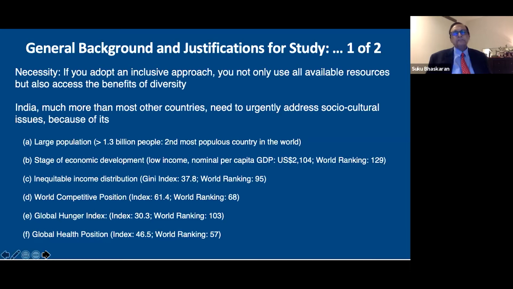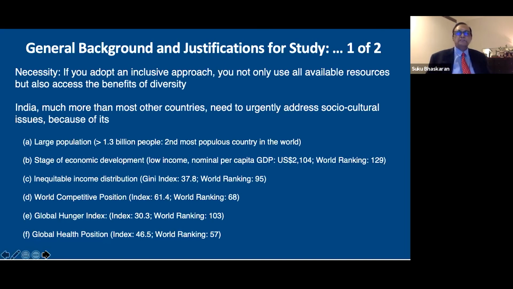Our economic development, notwithstanding the high percentage increases in the gross domestic product, we are still a very low income country. In world ranking, we are 129 in terms of income, and our nominal per capita GDP is only about United States $2,104. We have a very inequitable distribution of income. The Gini index is 37.8, and we are ranked 95 in the world in terms of how equitable the income is. So there's a high level of income disparity in India, not only with females, but generally as a population.